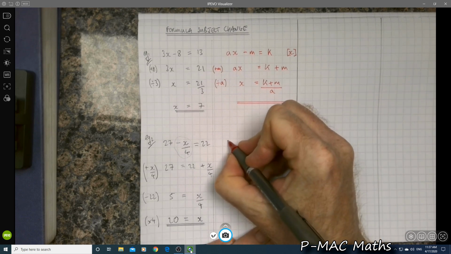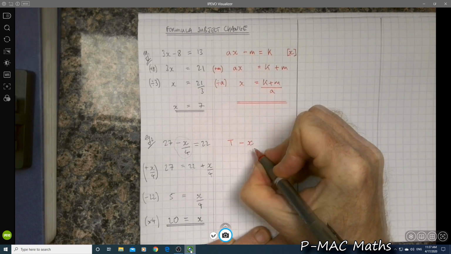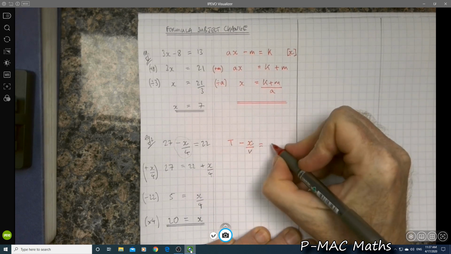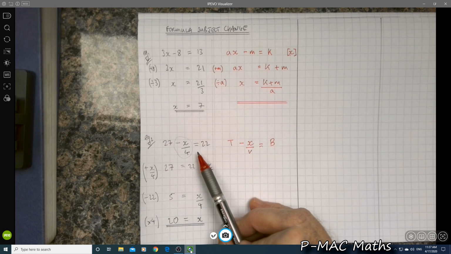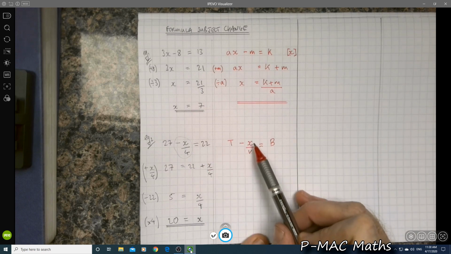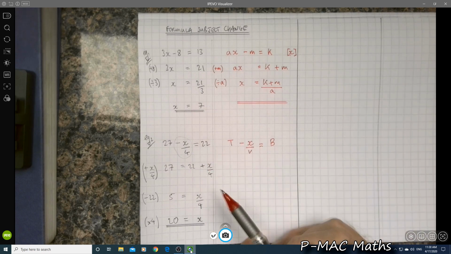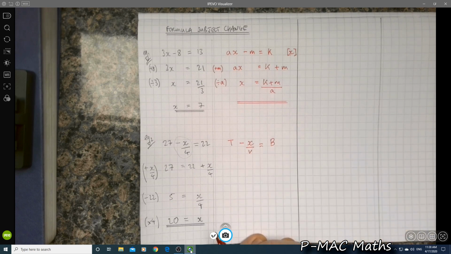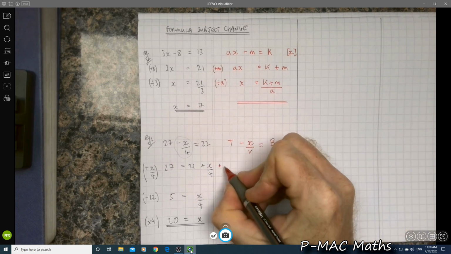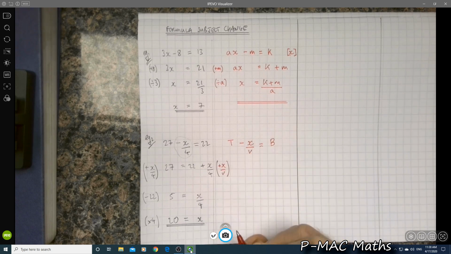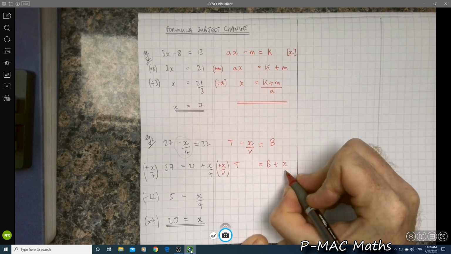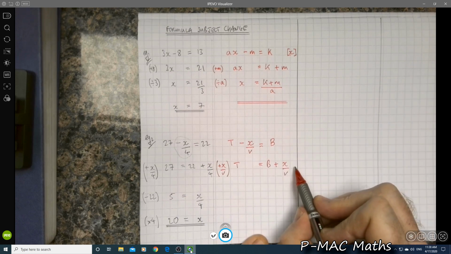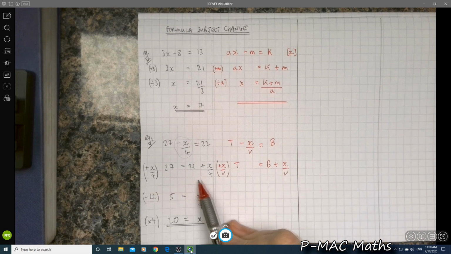So let's have t minus x over v equals b. And so, mimicking the steps, I want to overcome the term with x in it being negative. I want it to be positive to start with. I just find that easy to work with. So I'm going to add x over v to both sides. t equals b plus x over v. It's appeared on the right side as positive. Mimics what went on over here.